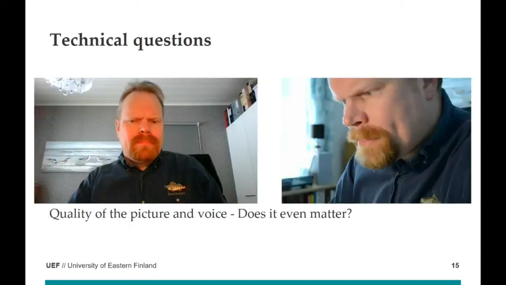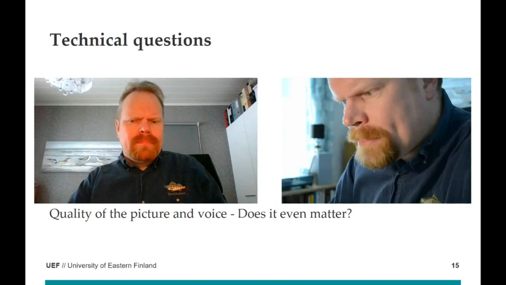And then, of course, we can have some technical questions. The quality of the picture. On the left is a picture of me made with the camera of my computer, and on the right, at the same time, a regular camera. And okay, one is red and one is not. But does it matter?